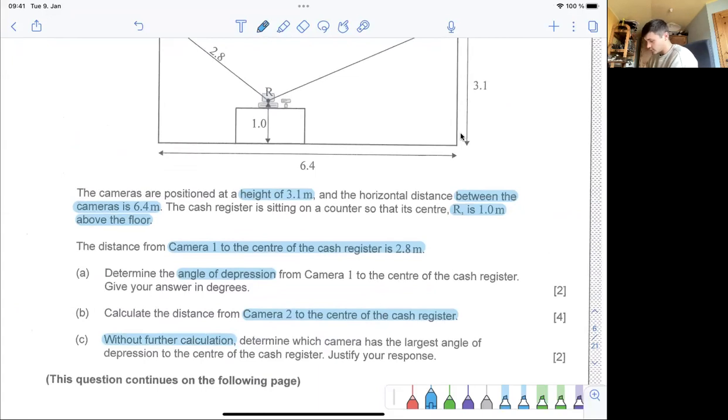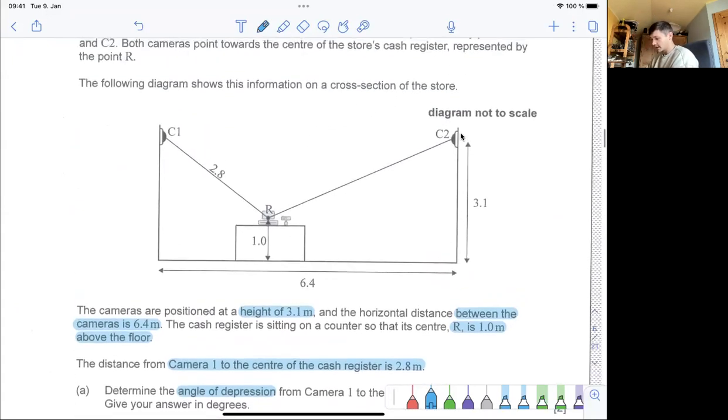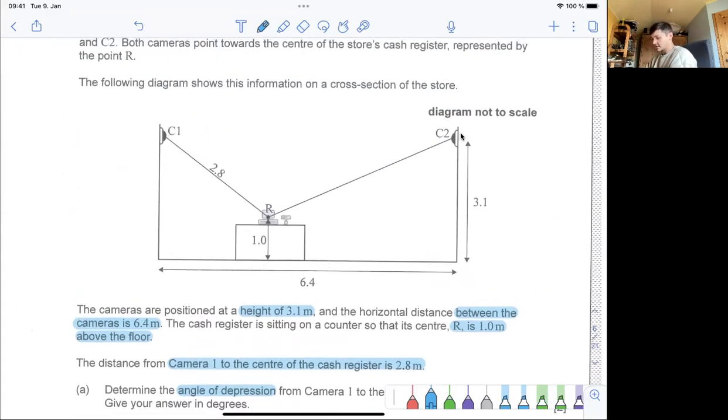Right. So let's go back up to our diagram here. And let's just visualize, okay, if we were to move, let's draw our horizontal line across C1 and C2, so we can sort of draw in our angles of depression. Let's say we moved C1 over to here.